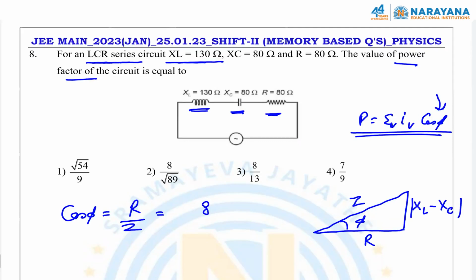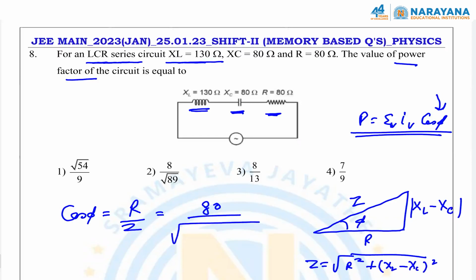So R is given to us as 80, and Z will be square root of R square plus XL minus XC whole square. So it will be square root of 80 square plus 130 minus 80, 50 square. And this value will come out to be 8 over square root of 89. So that is the value of cos phi. So the power factor is 8 by root 89.